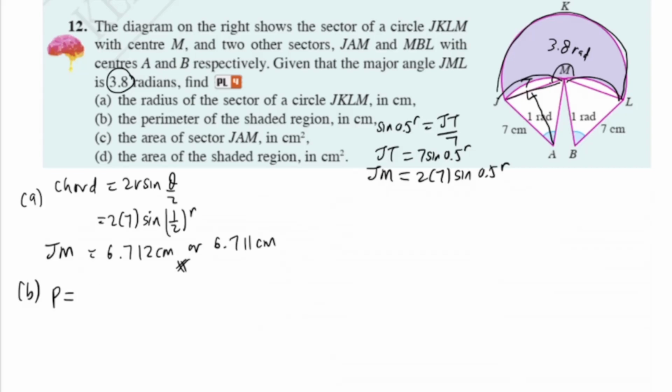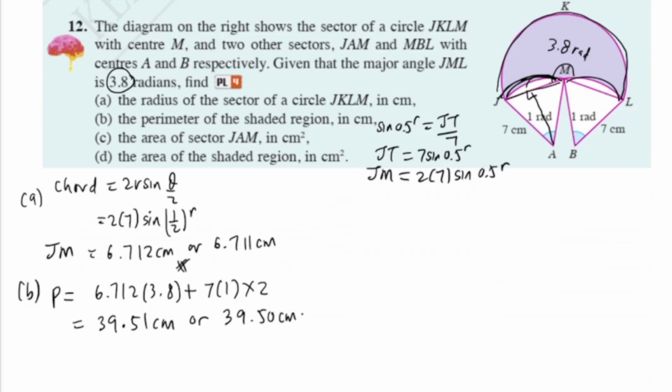Your radius is 6.712, you times 3.8, you plus, for the smaller arc JM here, your radius is 7, your theta is 1, you just times 2 because you have two of them. You use your calculator, you will get 39.51 cm. Again, because the textbook uses 6.711 for the radius, your answer will be 39.54. So I put an OR here, for your reference, one is using 6.712, another one 6.711. That is part B.